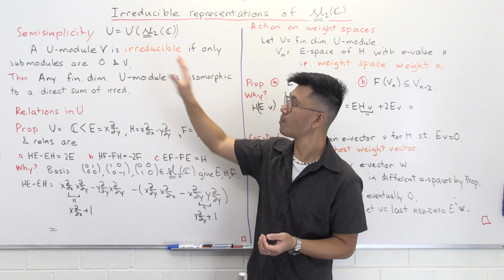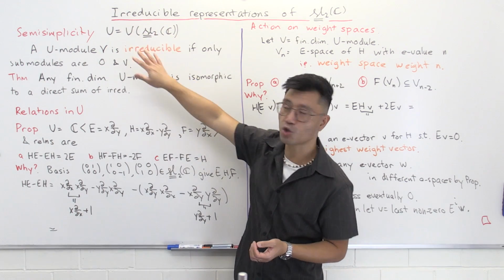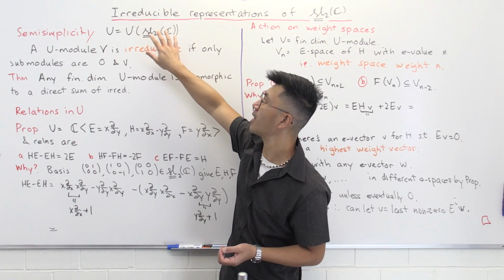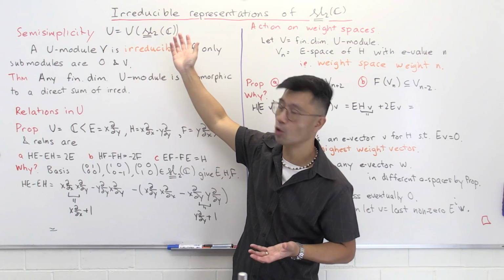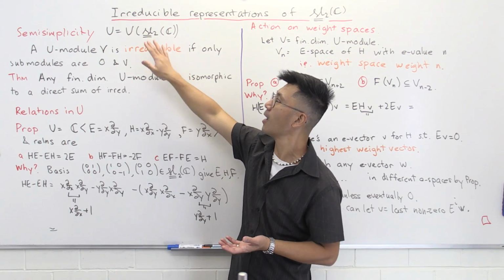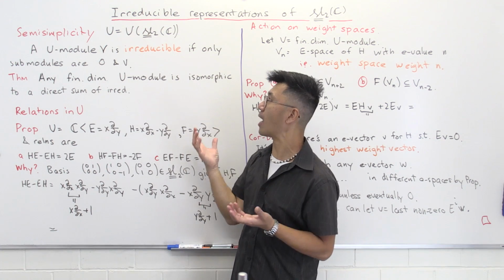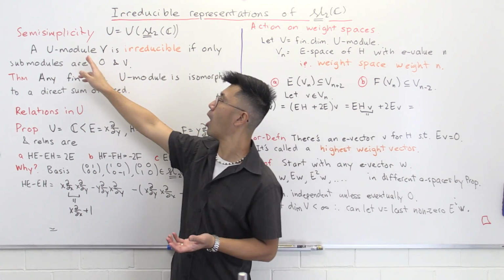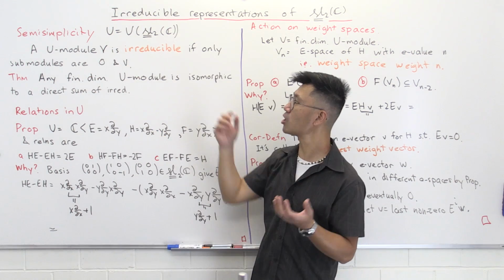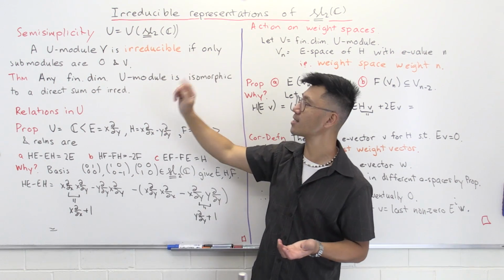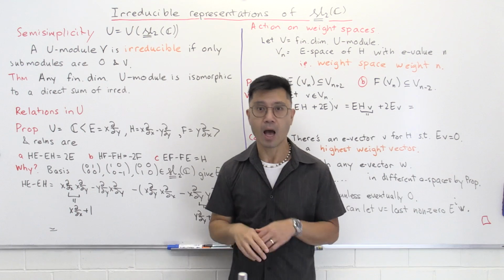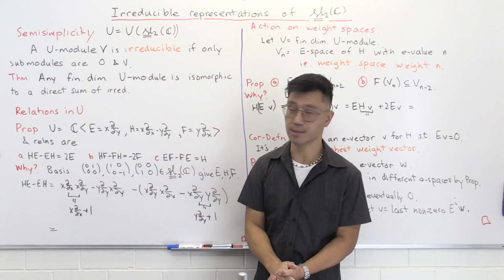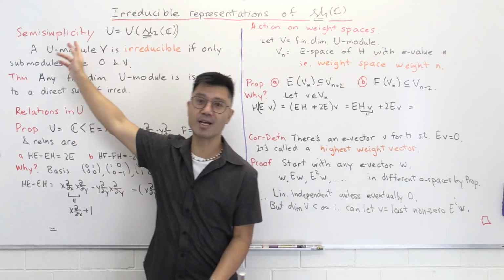The first thing I want to mention is that if you want to study modules over this, and the finite dimensional ones over this will correspond to finite dimensional SU2 modules, then we can in fact reduce ourselves to the case of irreducible modules. So what's an irreducible U module V? An irreducible one is precisely one whose only submodules are 0 and V. And what's the reason that we can reduce our study to just the irreducible ones? That's a property known as semi-stability.